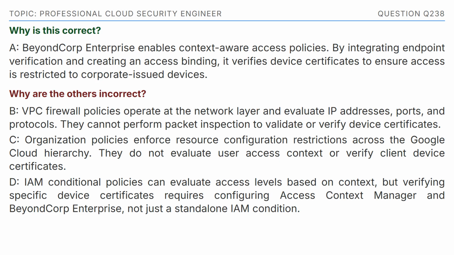B. VPC firewall policies operate at the network layer and evaluate IP addresses, ports, and protocols. They cannot perform packet inspection to validate or verify device certificates. C. Organization policies enforce resource configuration restrictions across the Google Cloud hierarchy. They do not evaluate user access context or verify client device certificates. D. IAM conditional policies can evaluate access levels based on context, but verifying specific device certificates requires configuring Access Context Manager in BeyondCorp Enterprise, not just a standalone IAM condition.